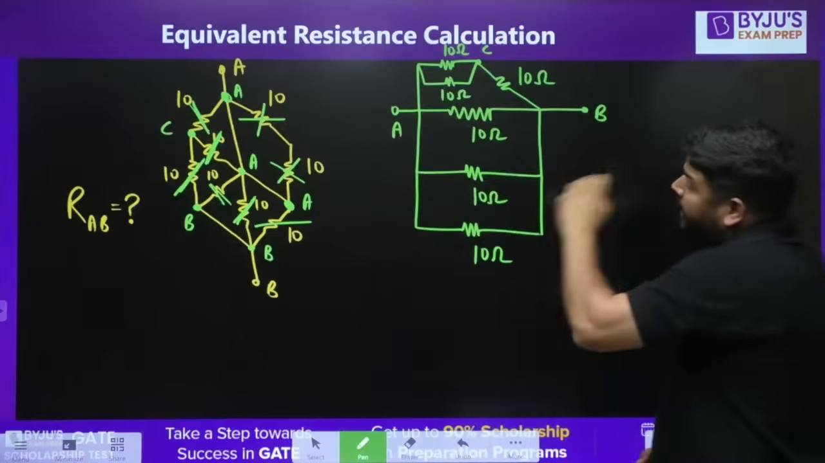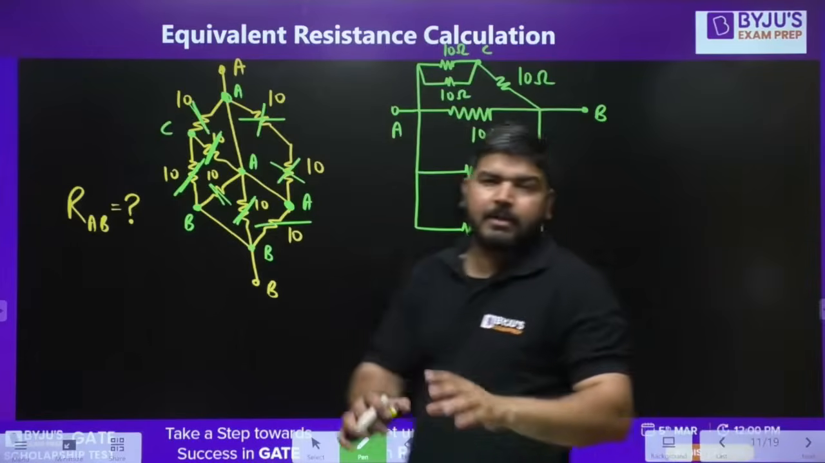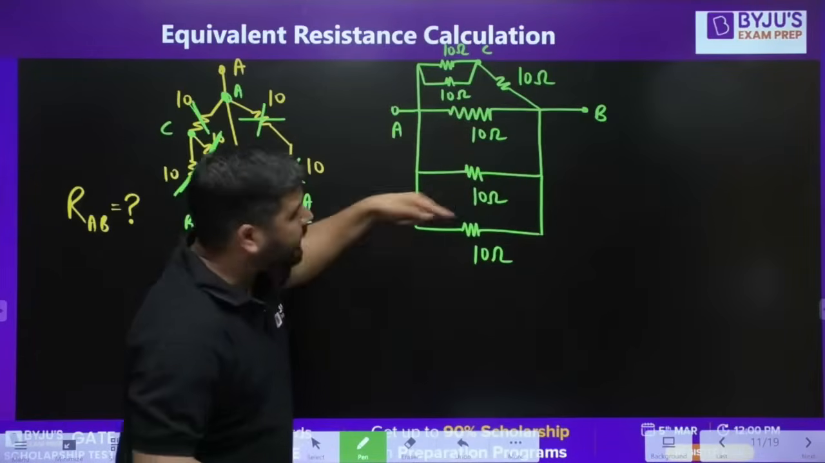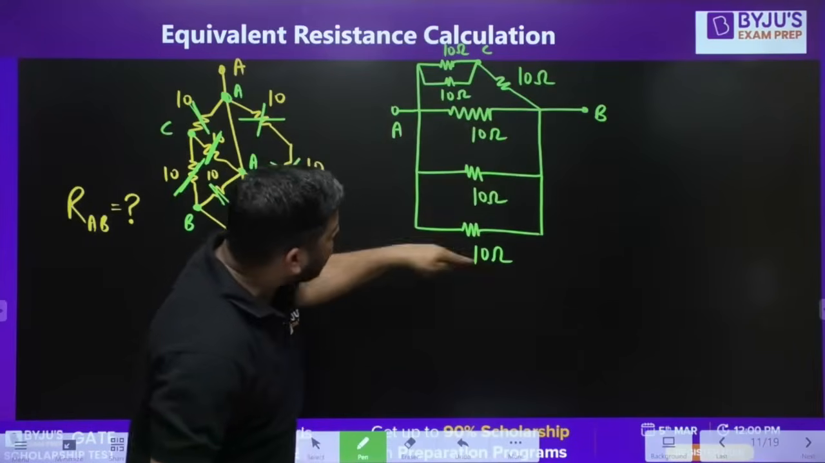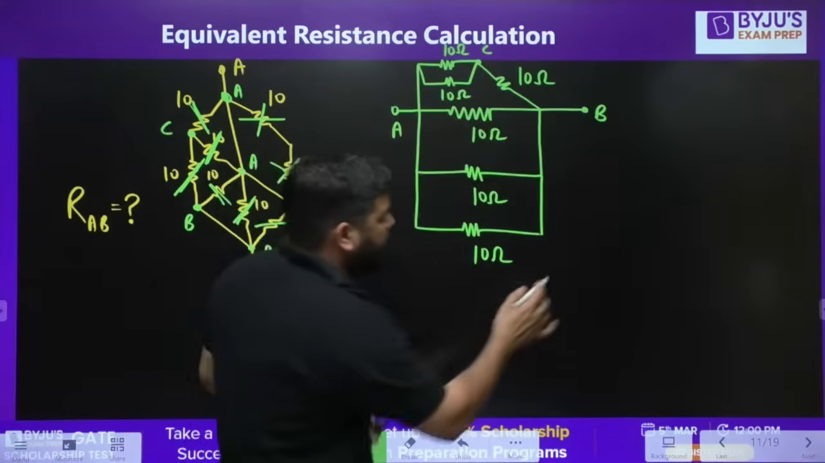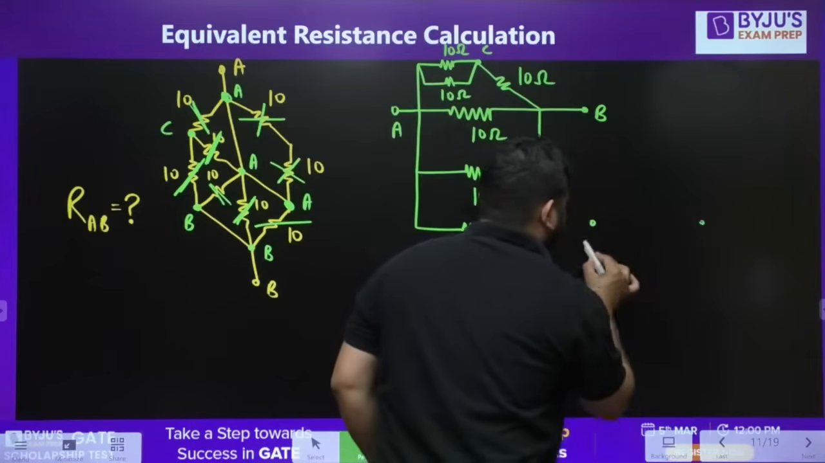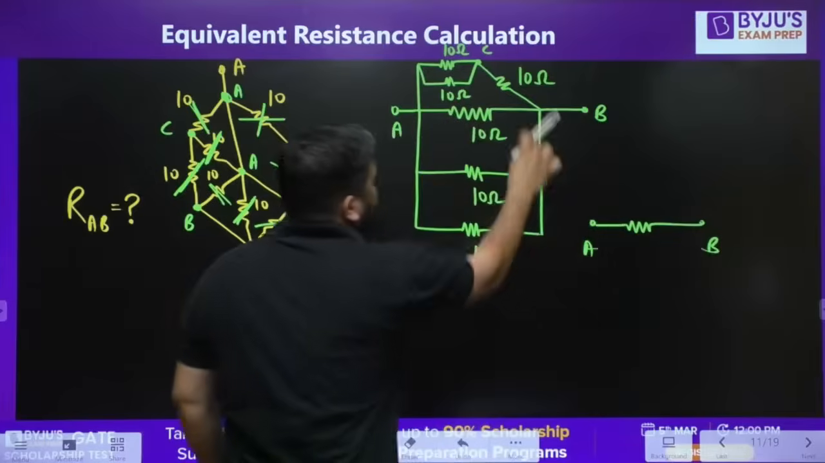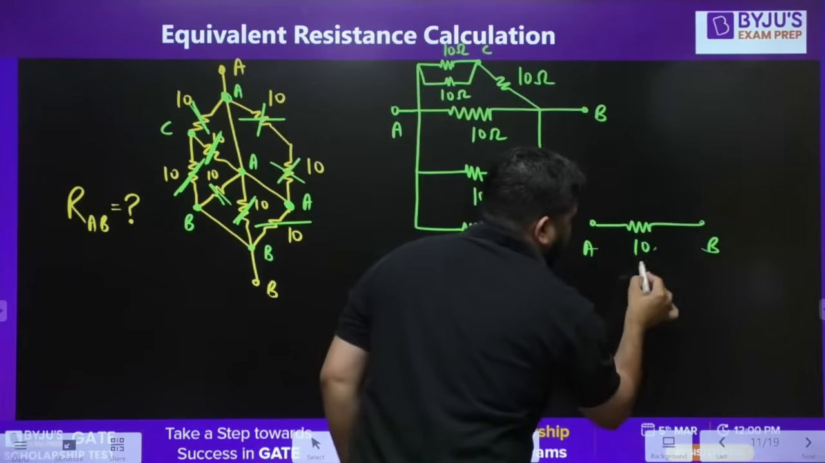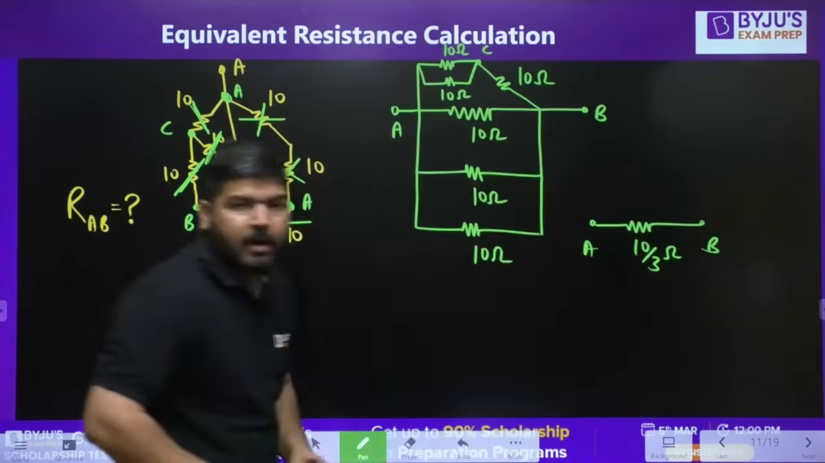Now we need to calculate the equivalent resistance of this circuit. I think it's easy peasy. 10, 10, 10 are in parallel. Three resistors are in parallel, so you can replace this entire branch with 10 by 3. From A to B, these three branches can be replaced with 10 by 3 ohm.